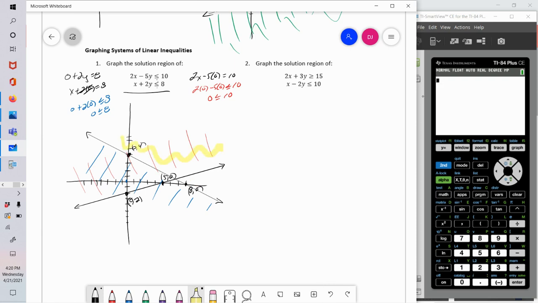This particular region got shaded only by the first equation. This region here only got shaded by the second equation. The solution set is going to be the region that got shaded both times. So we include that part of this line, we include this piece of that line, and everything in between. So that yellow region is actually the solution set for this system.